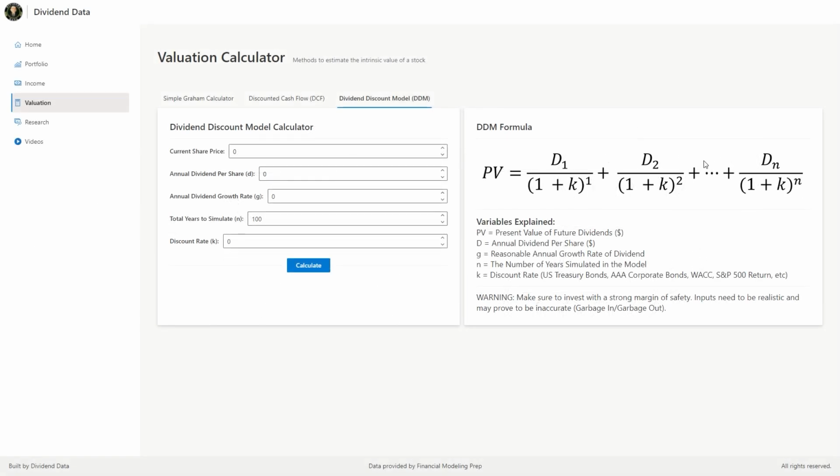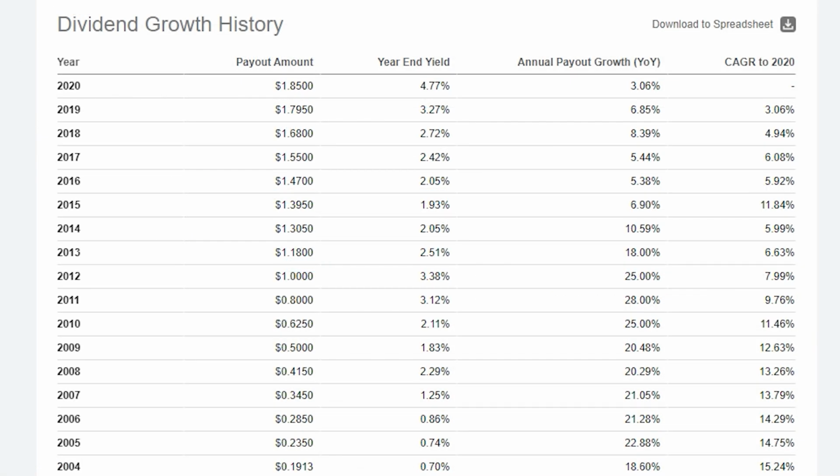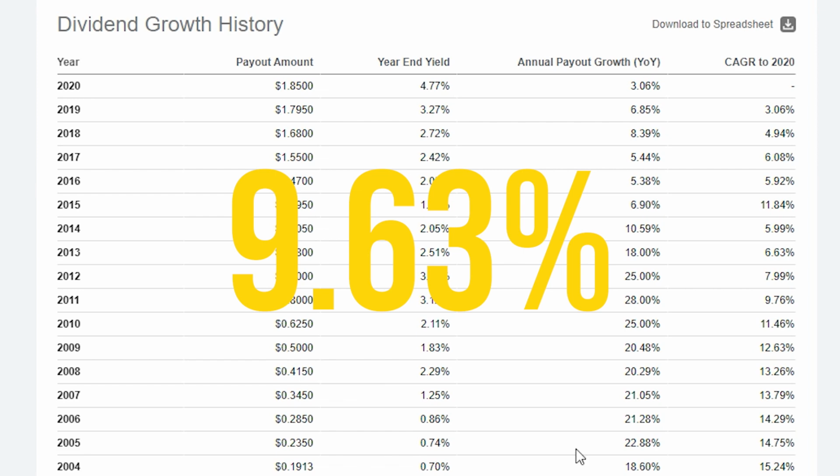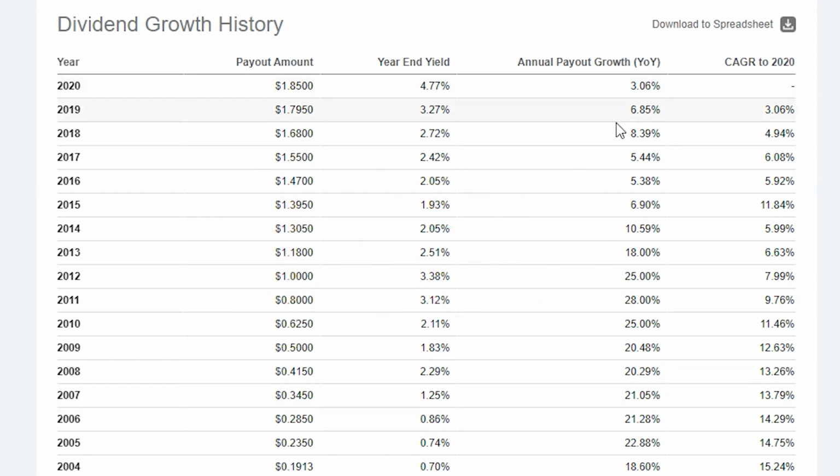Let's do an example. In my previous video, I did Walgreens Boots Alliance, so I'll use that again. The current stock price is $48.34. The current dividend is $1.91. For the dividend growth rate, we'll lean on the conservative side and put 5%. Over the last 10 years, the dividend compound annual growth rate was 9.63%, and over the last 5 years, it was 5.26%.